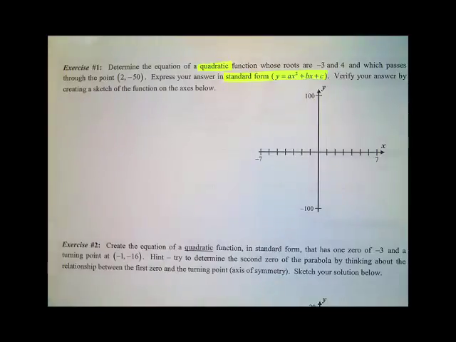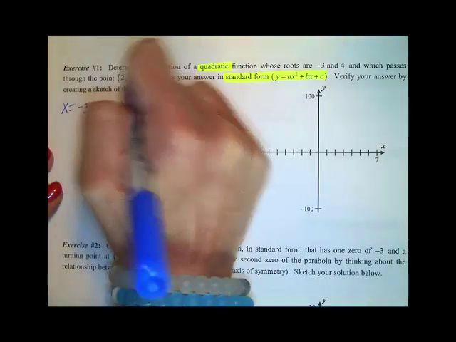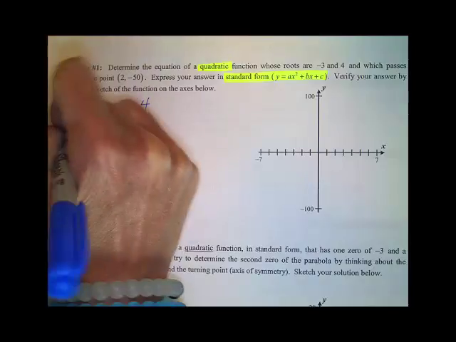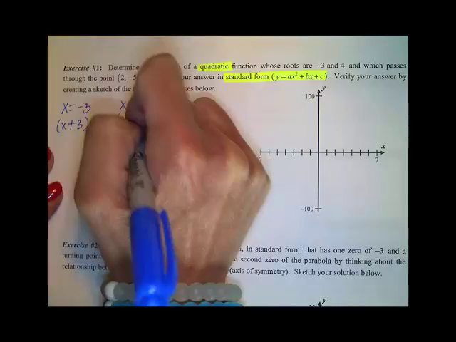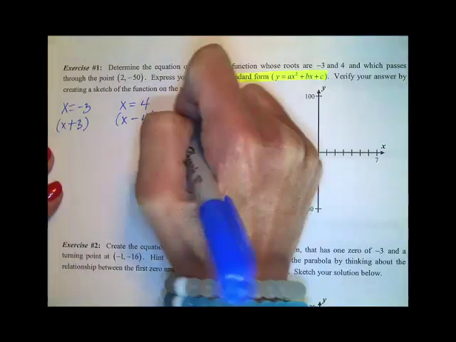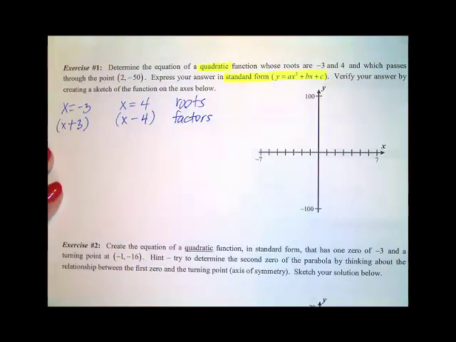So the first thing, what do we know? Well, we know the roots are negative 3 and 4, so we know that x equals negative 3 and x equals 4. Well, if we know that x equals negative 3, we know the factor is x plus 3, and we know the factor is x minus 4. So these are the roots, these are the factors. We know that relationship, and if we don't, we better quickly learn it.